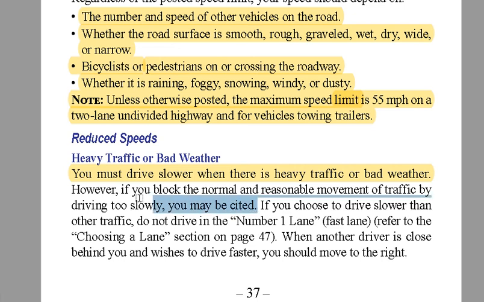And the next one is, however, if you block the normal and reasonable movement of traffic by driving too slowly, you may be cited. So if you're being too cautious, if the speed of traffic is going 55 and you're going 25, you are the issue and you're causing the danger. If you choose to drive slower than the other traffic, do not drive in the number 1 lane, the fast lane. That is usually the left lane on a freeway, the one that everyone's going faster on. So if you really need to drive slow, you can go into the right lane, and you may need to put your emergency blinkers on to do that.